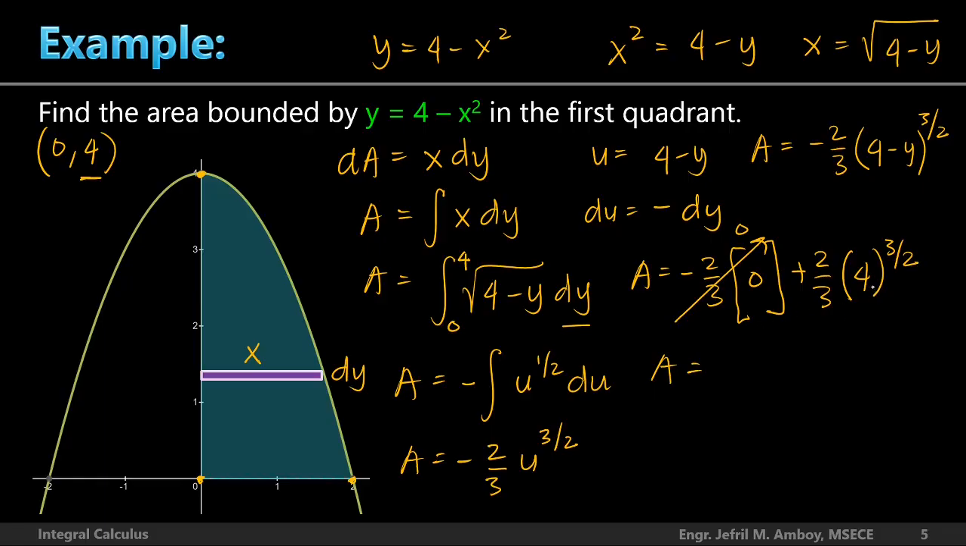4 raised to 3 halves is actually the square root of 4, which is 2. And then cube, which is 8. Okay? So, 8 times 2 is 16. Divided by 3, we get the same area which we obtained in the previous slide. So, the area is just the same. Okay? So, we have 16 over 3 square units. Okay? So, this is the area of this green region.